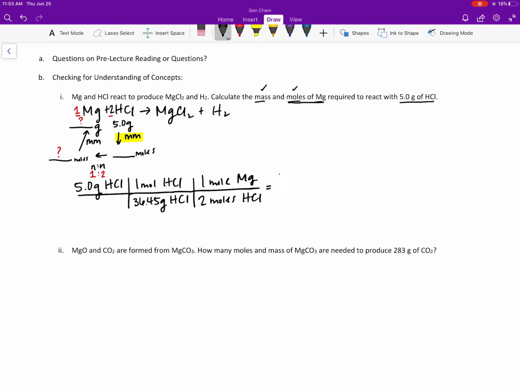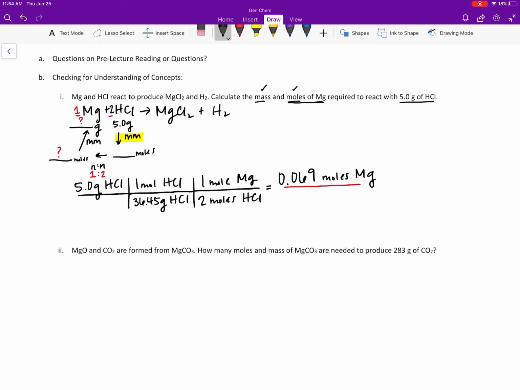I'm going to multiply all the way across, multiply all the way across on the bottom, and then I'm going to divide my 2 answers. When I solve for my answer, I need 2 sig figs, and that's going to give me 0.069 moles of magnesium. So there's my first answer.